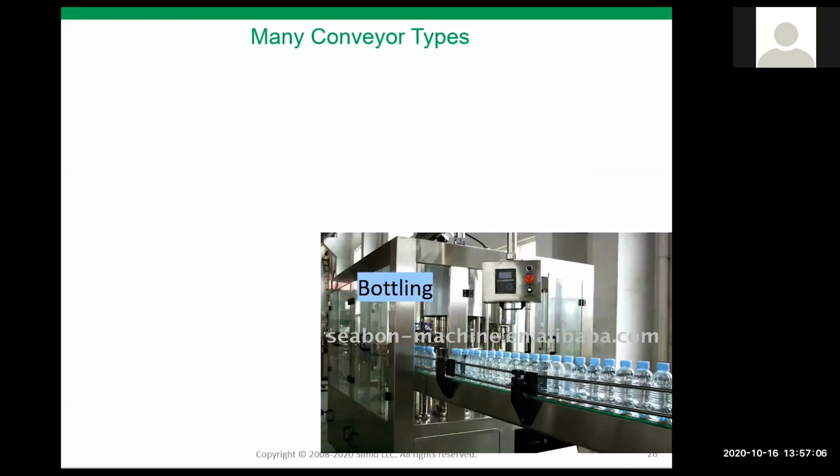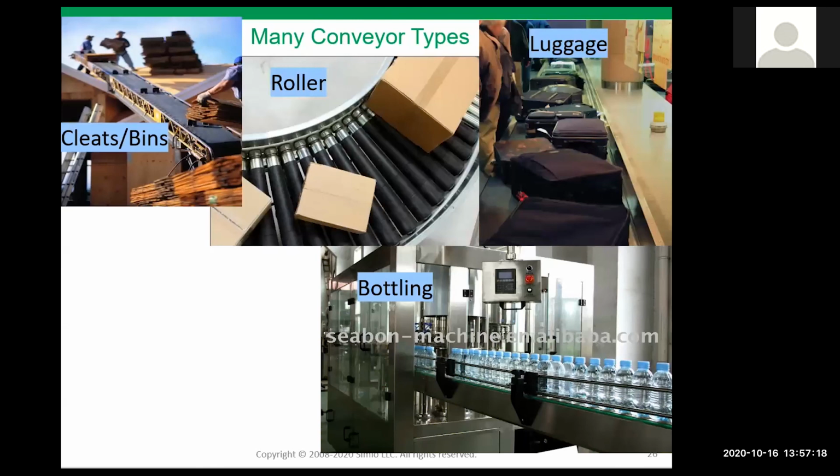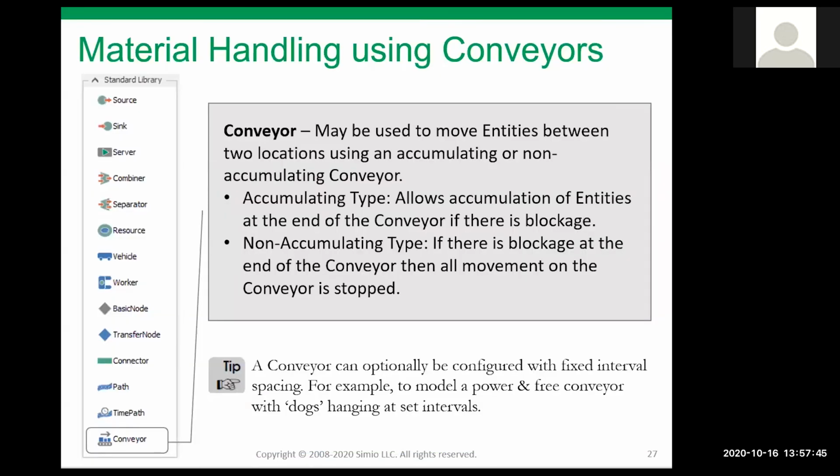okay. Another type of material handling we have is conveyors. Simio can model pretty much any type of conveyor you have: bottling conveyors, luggage conveyors, roller conveyors, cleats, bin conveyors, bulk continuous handling, and my personal favorite, power and free conveyors, where you have a structure that is carried around, that carries parts around, and that moves. It hangs off of something like a monorail, but it's driven by a chain separate from the monorail. So fairly sophisticated conveyors. Simio can do all of those, and it's actually a fairly simple set of options.